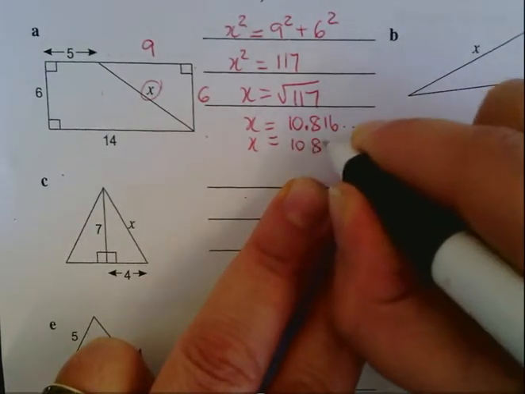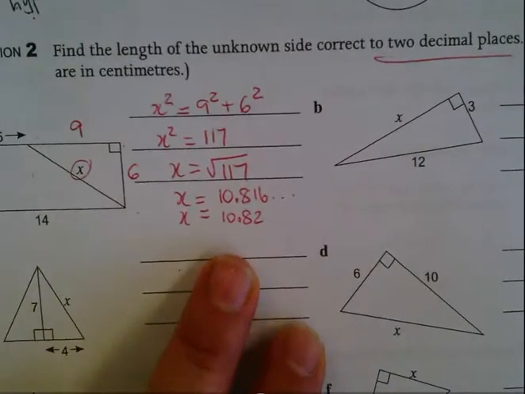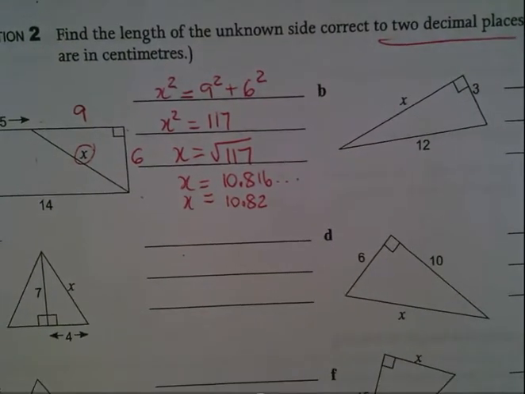10.882. Do what they say. It says 2 decimal places. Miss, how are they 10 points? Oh, sorry. All right, keep going.